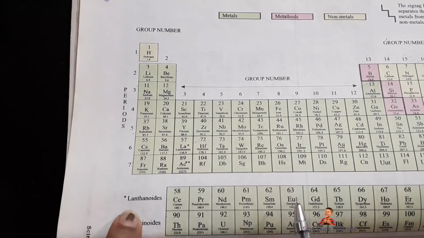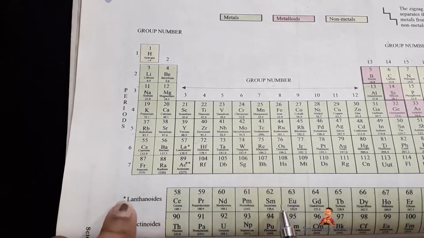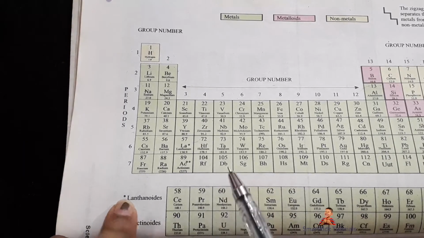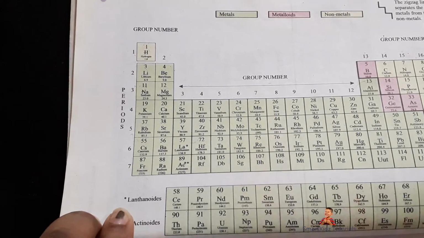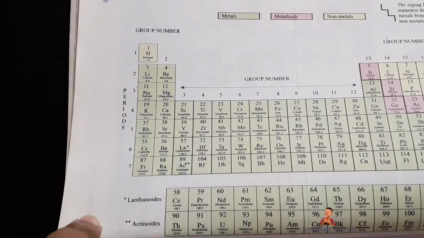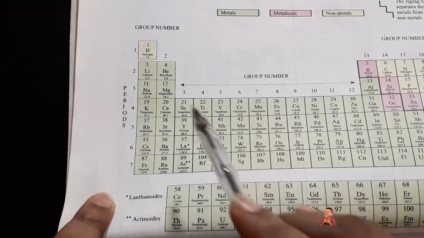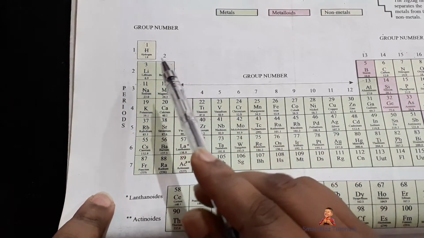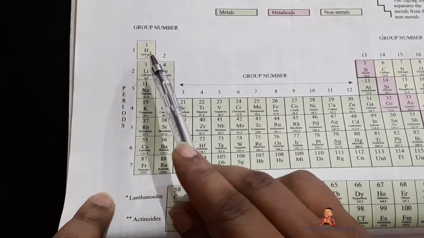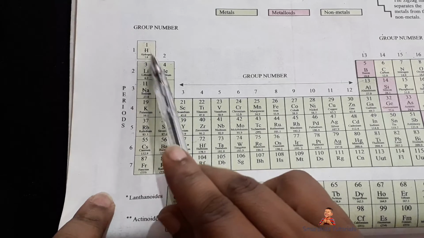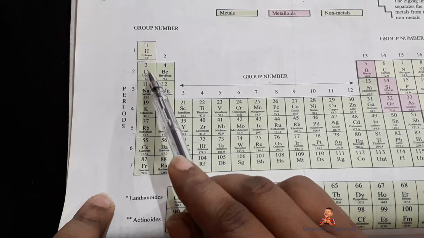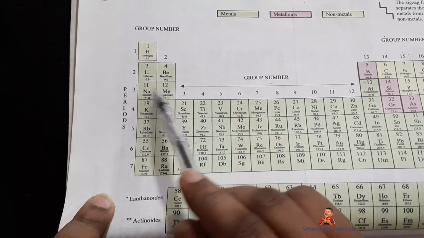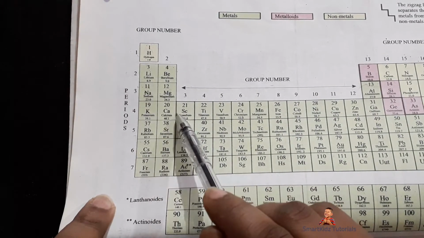Now when it comes to the periods, the number of periods equals the number of shells. So that we'll know as we fill up the electrons in the shells. If the filling up is happening only in the first shell, then it is period 1. So one shell means one period. If the electron filling goes to the second shell, that means 2 shells means 2 periods, 3 shells means 3 periods, and 4 shells means 4 periods.